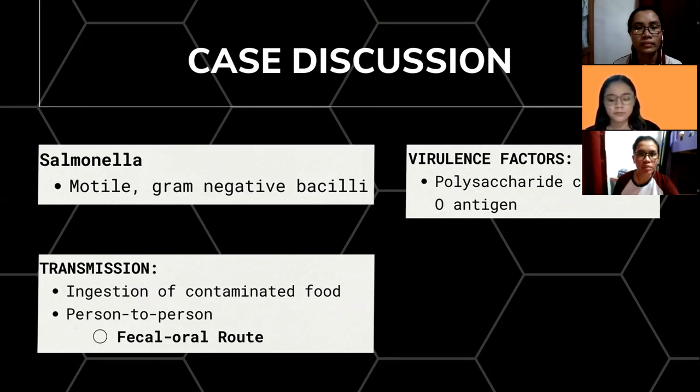Salmonella has multiple virulence factors that allow it to evade the immune system. One of its virulence factors is the polysaccharide capsule that surrounds the O antigen. The O antigen is highly immunogenic, and shielding the O antigen prevents its recognition by antibodies. Additionally, Salmonella can periodically change its H antigen as another protective mechanism against antibodies.